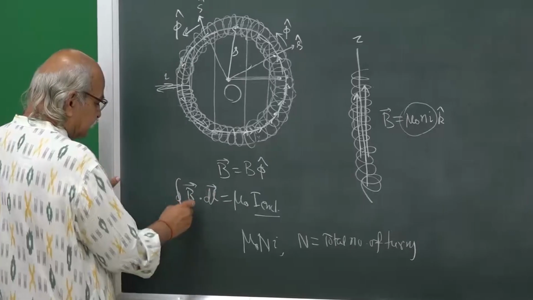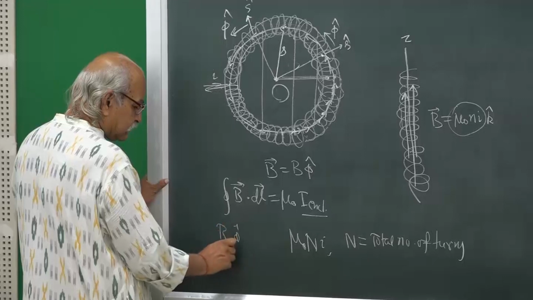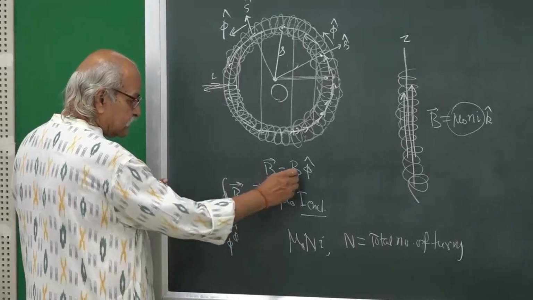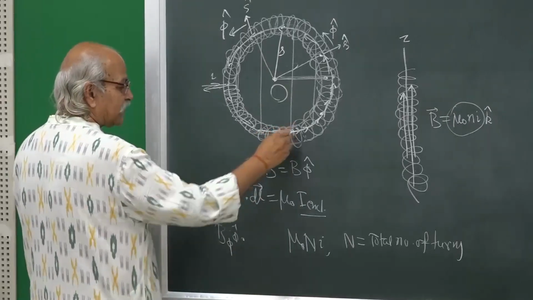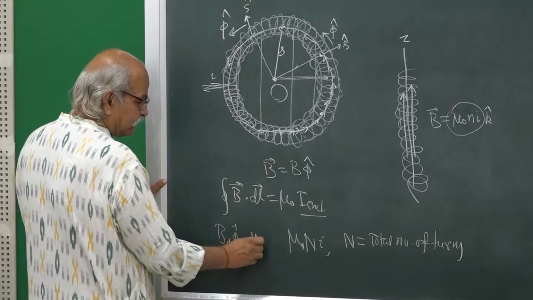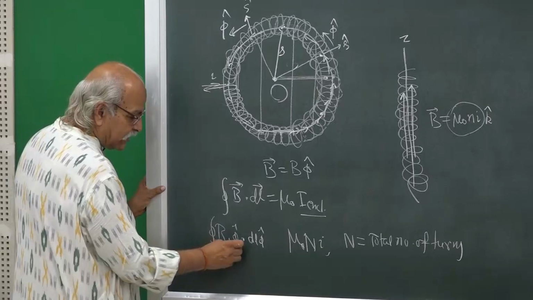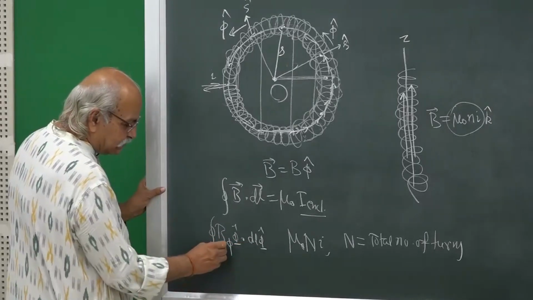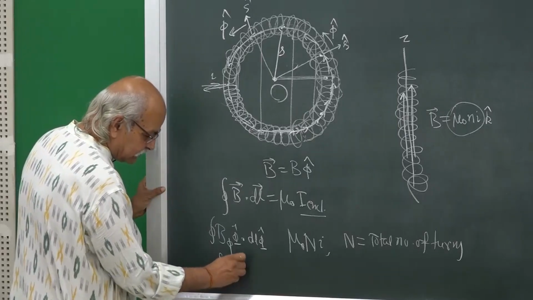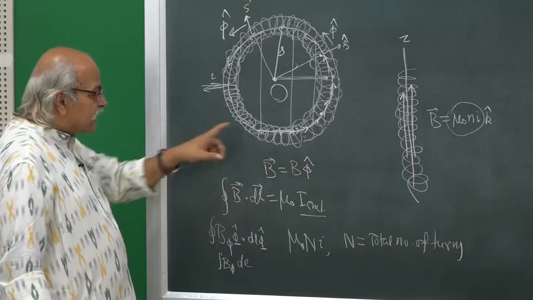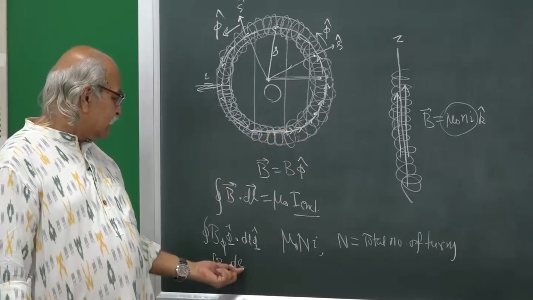And this side is simple, this B is B phi phi cap, and this dl vector is also in the phi cap direction. So, it is B phi dl, and then the integration, phi cap dot phi cap is 1. So, it is B phi into dl. Now, at a given S, here you are integrating over that dl.